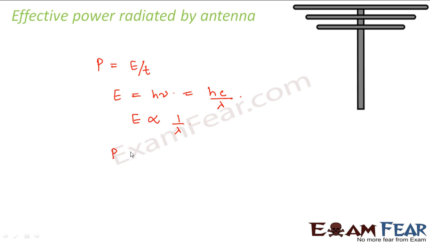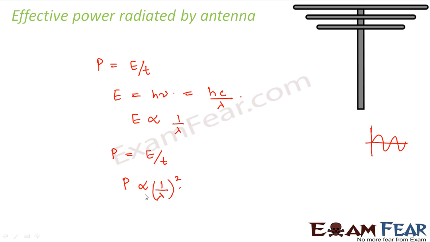And we also see that power is equal to energy per unit time. And what is this per unit time? How is time related to wavelength? If you think of a wave like this, you would know how time is related to wavelength. Now as time increases, your wavelength will also increase. So from this we can say that power is directly proportional to 1 by lambda square. That is, power is inversely proportional to wavelength.